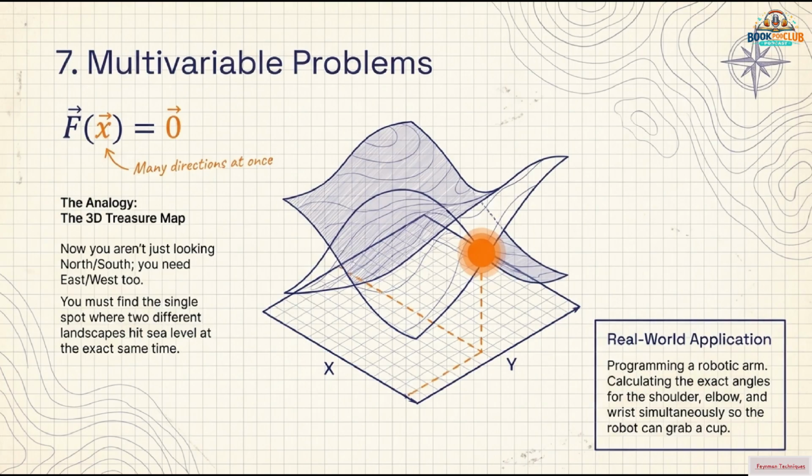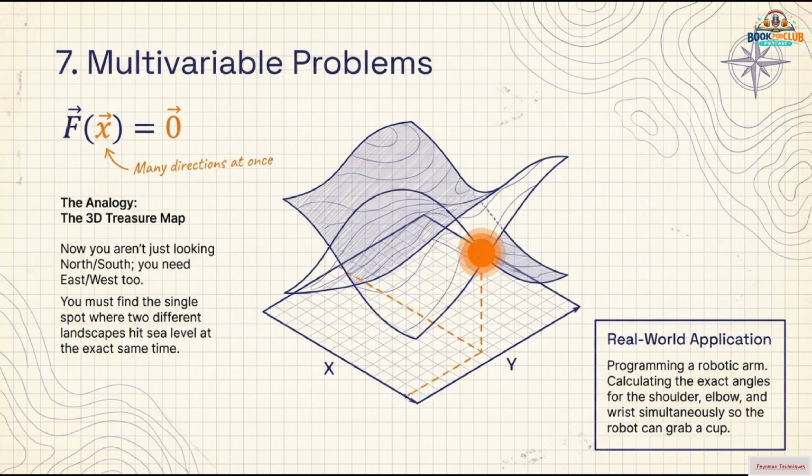And the notation changes. It's a capital F with a little arrow over it equals a 0 with a little arrow. Vectors. Yes, which just means we are dealing with multiple directions and multiple variables at the exact same time. So the analogy upgrades to the 3D treasure map. You aren't just looking north and south anymore. Right, you need east and west and up and down. You're trying to find the single spot where multiple, completely different landscapes all hit sea level at the exact same synchronized moment.